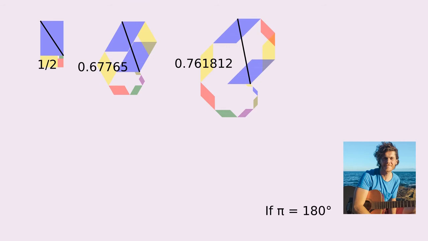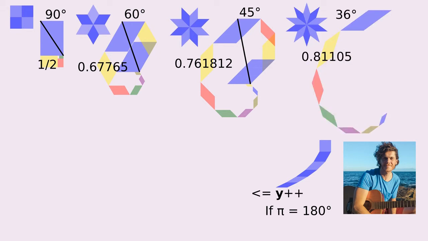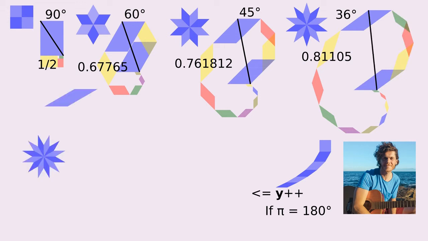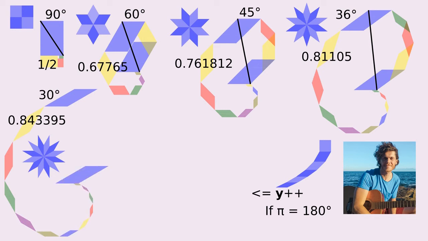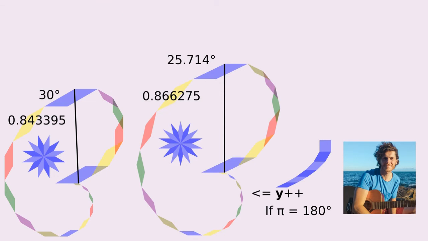Pi is 180 degrees. Y plus plus into infinity, expanding into pi divided by 5. The sixth dimension. Seventh. And the eighth.